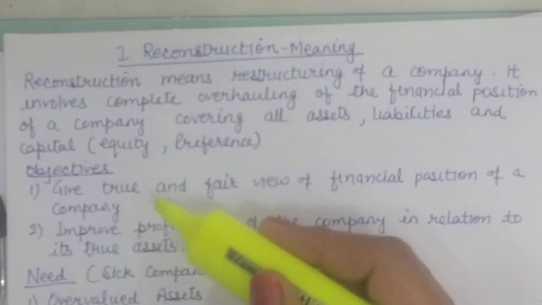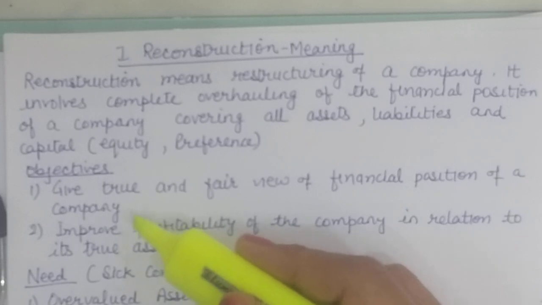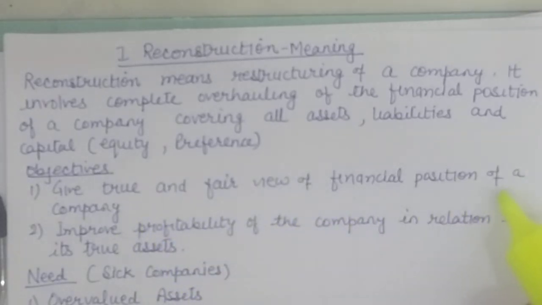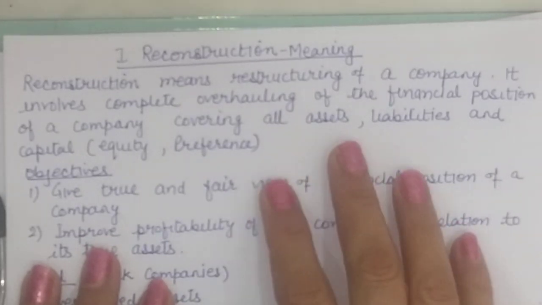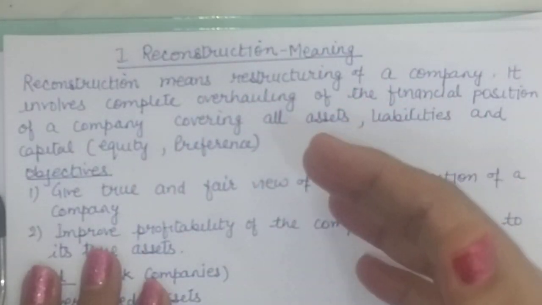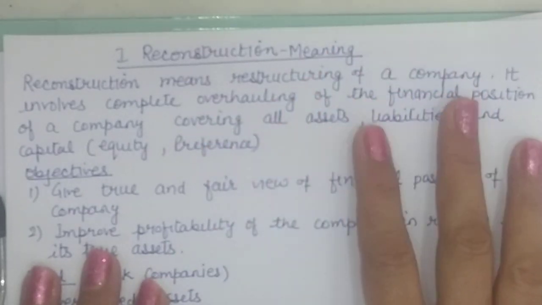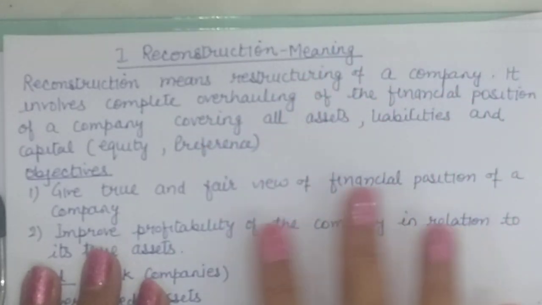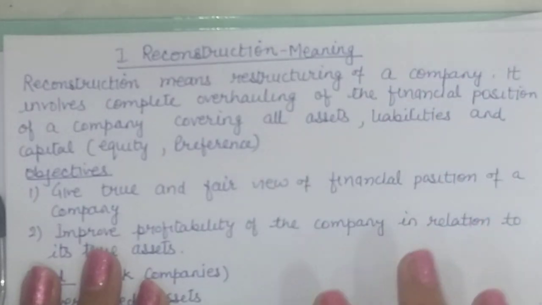So the objectives are to give true and fair view of the financial position of a company and to improve profitability of the company in relation to the true assets. That is, in case of reconstruction, the overall financial structure of the company is to be reorganized. Like when we say financial structure, it implies assets, liabilities, owner's capital. So this financial structure is to be reorganized.